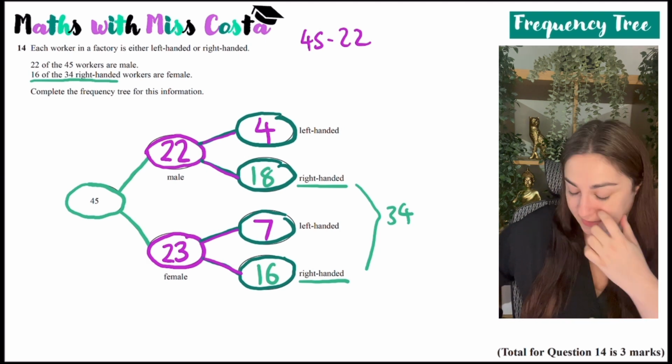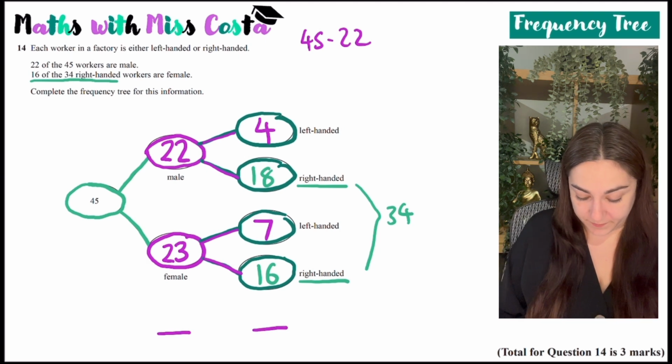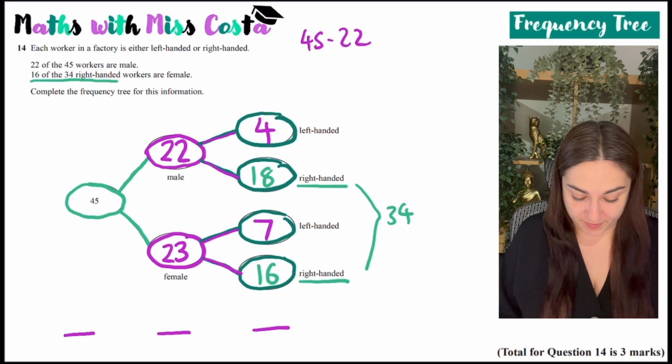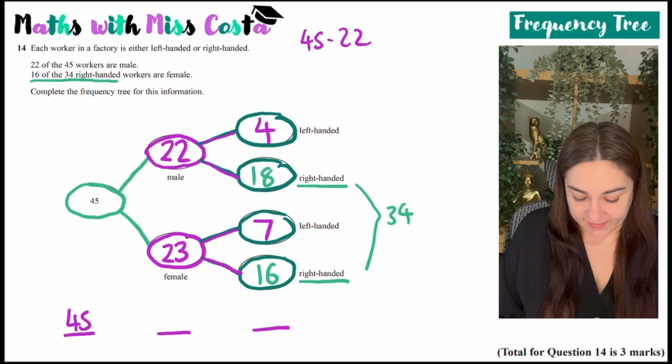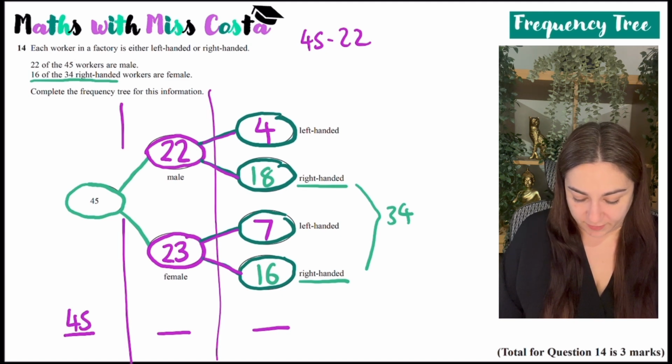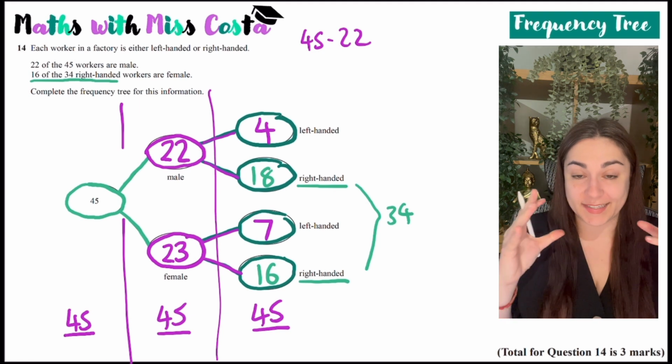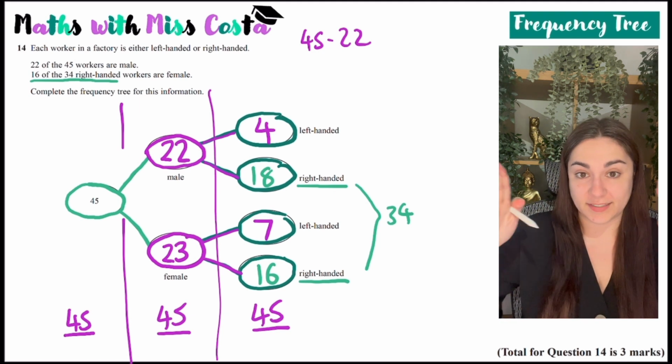So hopefully you can see that each time, I don't know what the actual word is for it, but this sums to 45. Like if you think of it as a column, this will sum to 45 and this part here will sum to 45. So it's just a way of separating your information into smaller and smaller cells.